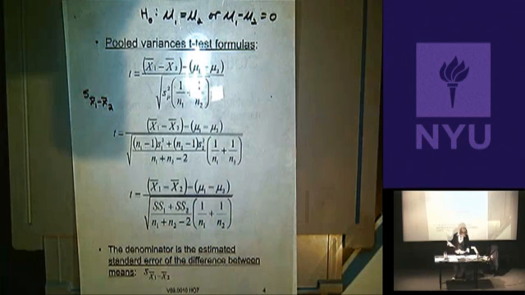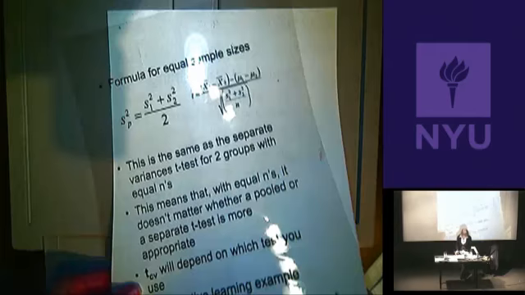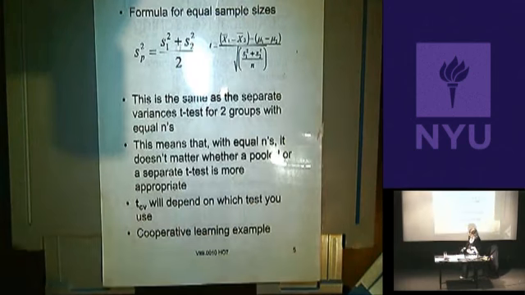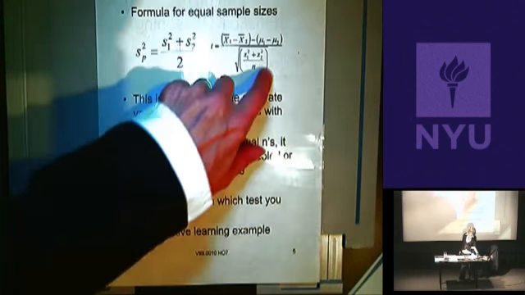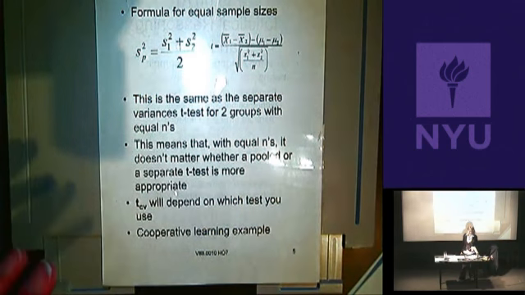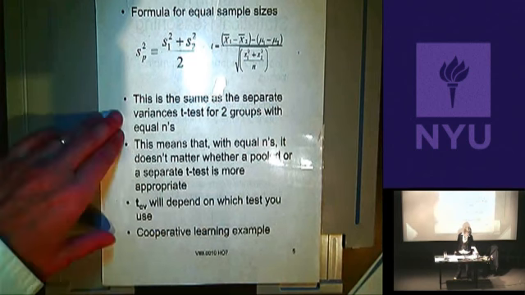Okay? Now, here's yet one more formula. We're going to do an example real shortly. This is the formula when your sample sizes are equal. When your sample sizes are equal, then the pooled variance is just the average of those two variances. That's easy enough. But then the standard error is just simplified even more. Okay? And that's the same as separate variances for two groups.